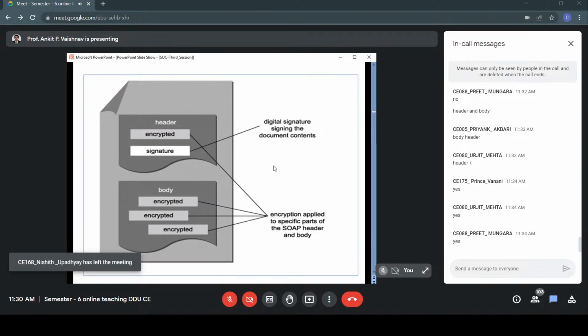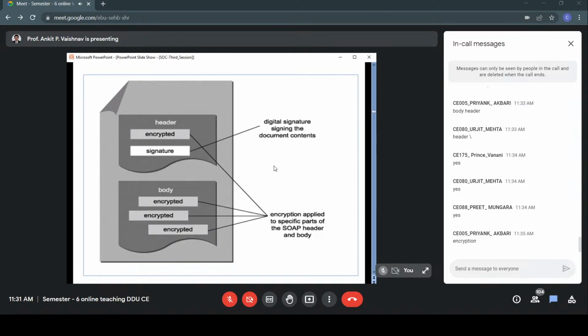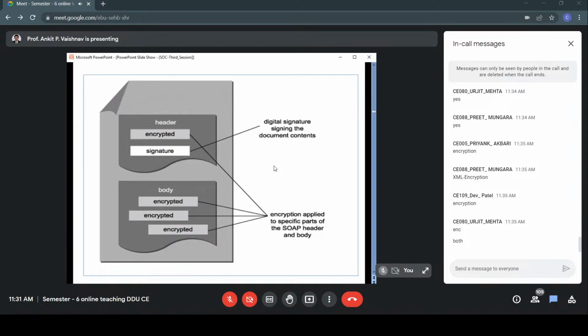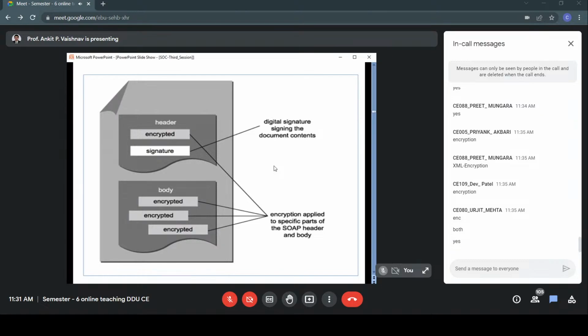Okay, so now I'll ask one question. If you want to ensure only confidentiality, which standard will be used? Only confidentiality. XML signature or XML encryption? Encryption. Correct. But if you also want to ensure the integrity, then it requires a signature as well. Got the concept? Yes. Right.